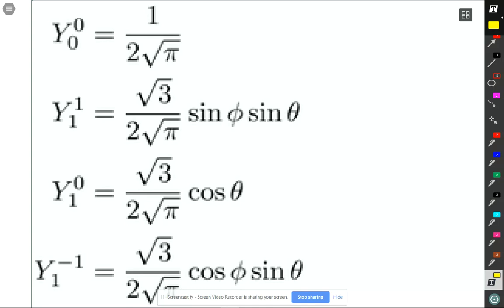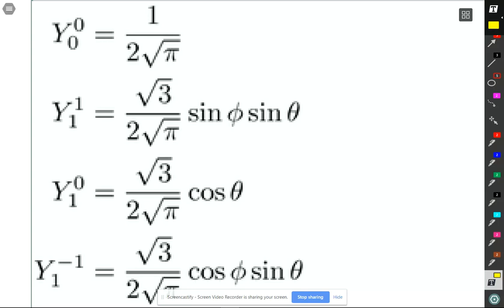Well, what are these spherical harmonics telling us? They were the solutions to what part of our wave function? Okay, we broke our wave function into R, the radial function, times Y, which is an angular function. So if it's constant, that means it's going to be spherically symmetric. So Y0,0 is spherically symmetric.